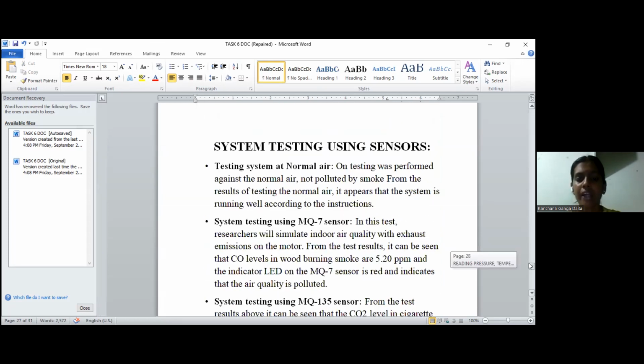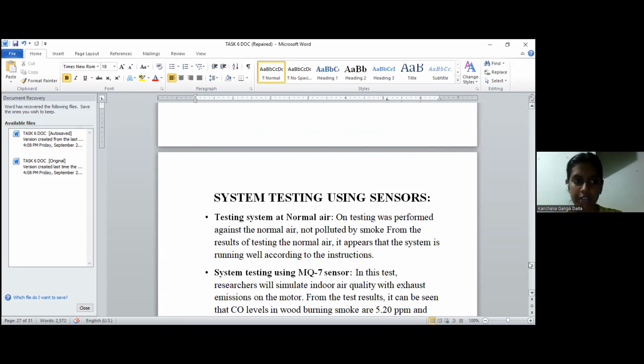So until now we have learned how the sensors work, how to connect the sensors, how to get the data out from the sensors, and how to get the output on the LCD display after the system computes it.